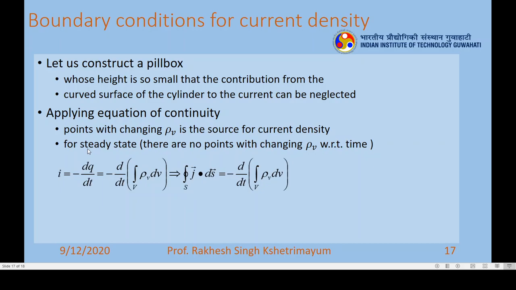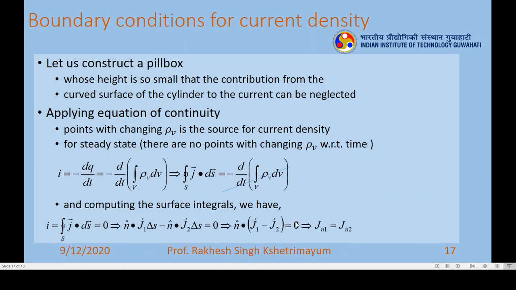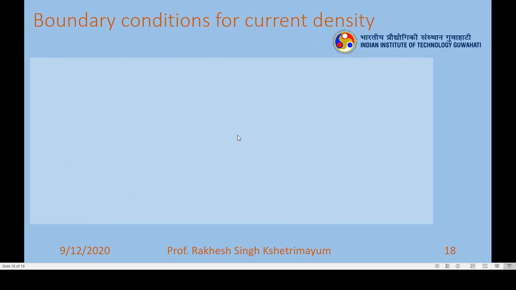As I have already told you, in the steady state there is no point where there is a change in the volume charge density. So this term del by del t of rho v is 0. So the right hand side is 0. Now J dot dS over the closed surface, and we have considered the Gaussian pillbox. Contribution will be from the top surface and bottom surface. There won't be any contribution from the curved surface. So finally what we have is Jn1 is equal to Jn2. So the normal component of the electric current density is continuous at the media interface. That's the first boundary condition for current density.